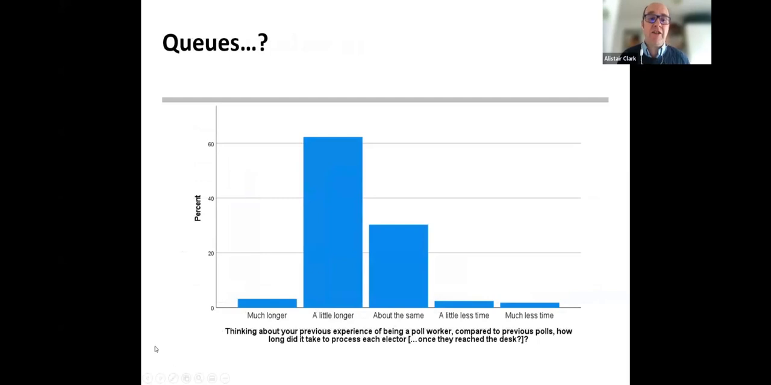Were there queues? Yes, there were. A little longer than we've had in previous elections. Bear in mind, this is a low turnout local election. When we come to a general election, then we're going to experience bigger queues. Next slide, Toby.